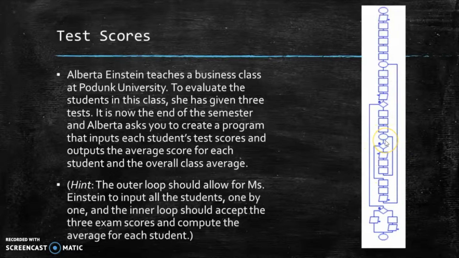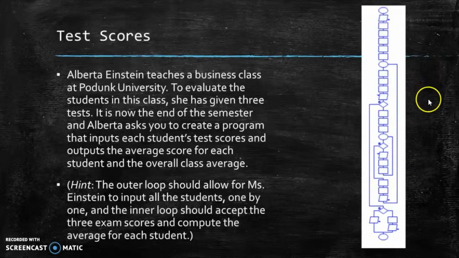As you can probably guess, the outer loop counts how many students she's inputting and stores them in a variable. The inner loop takes all the 3 exam scores that she's inputting and then computes the average for each student. Then the last compute that they have is the overall class average. So each score needs to be saved in some sort of variable for each student.